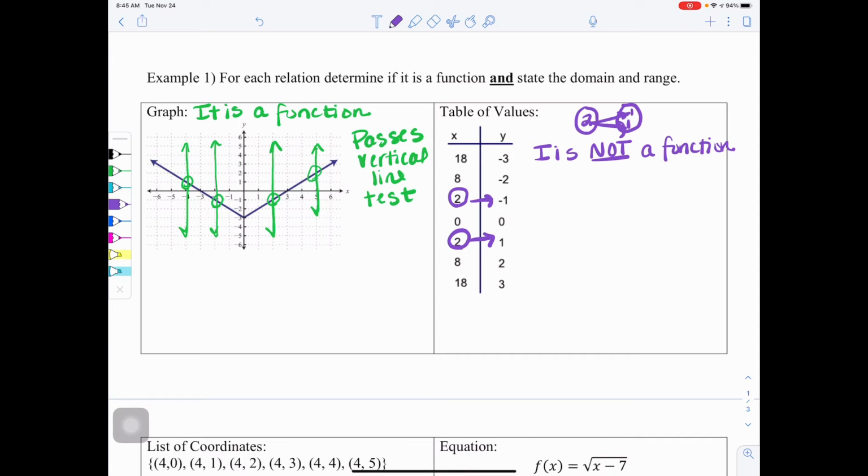If I had to explain myself, I would say for some inputs, there are multiple outputs.